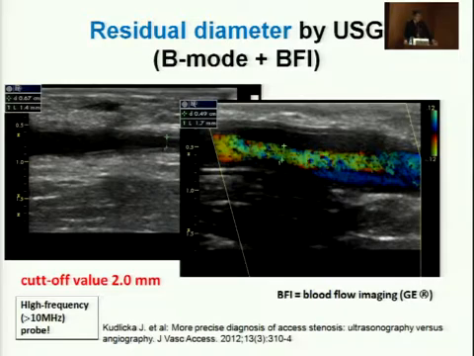The cutoff value, according to our opinion, is 2 millimeters. If it is less, then we usually send the patient to angiography. There are some other experts who say it could be even 1.5. Let's see.